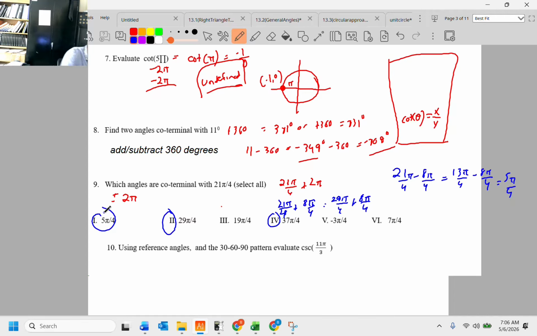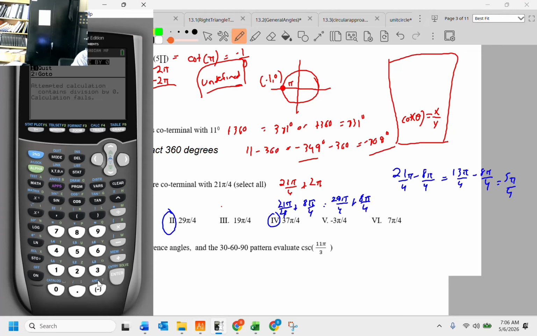So again, for those of you who are, let's go with mentally challenged here, I just type in the fraction without the pi key, kids. Watch this, 21 over 4 plus 2. Math, enter, enter. There's 29. Add 2 again. They'll probably keep it as a fraction. There's 37.